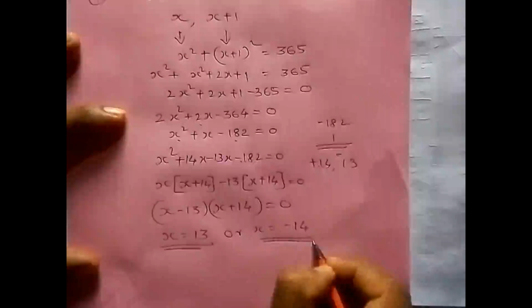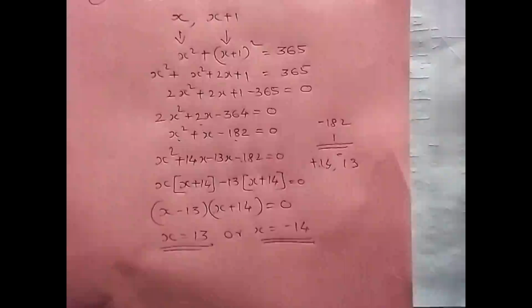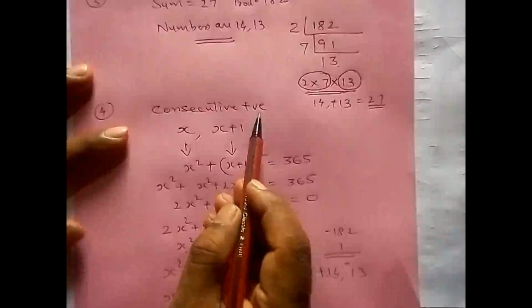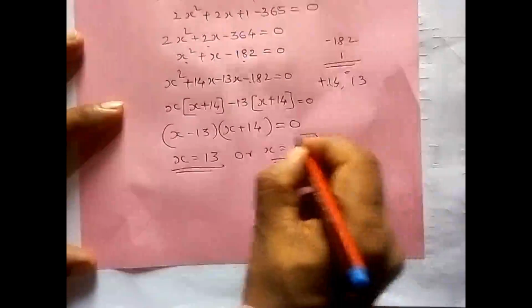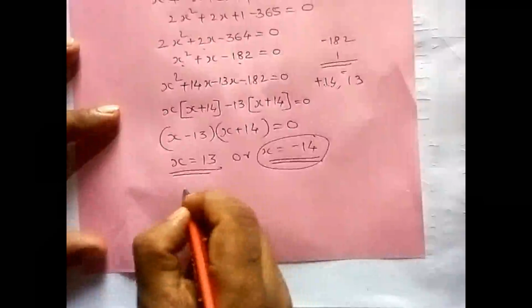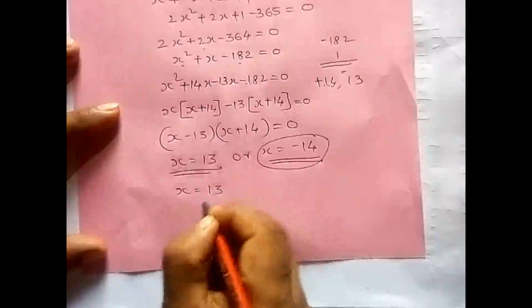So these are the two possibilities to satisfy this question. Consecutive positive integers. Positive integer means we cannot take this one, minus 14. So our answer is x is equal to 13.